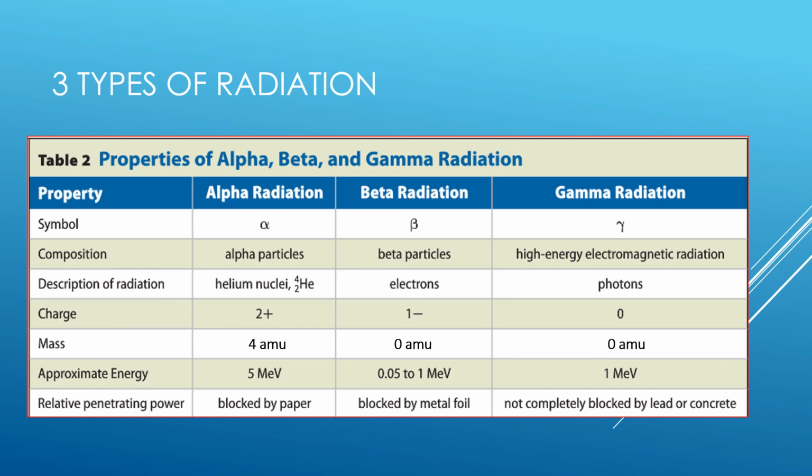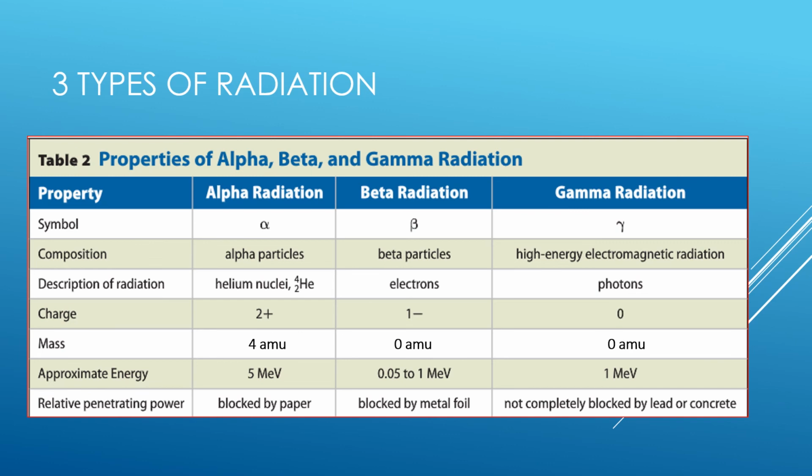Mass for alpha particles is 4 atomic mass units, for beta radiation 0 atomic mass units, and for gamma rays 0 atomic mass units. For approximate energy, I just want you to compare the numbers that you see here: 5 versus 0.05 to 1 versus 1. And last is relative penetrating power.